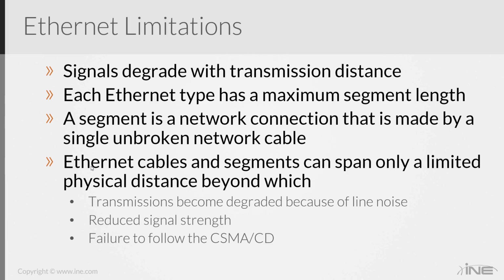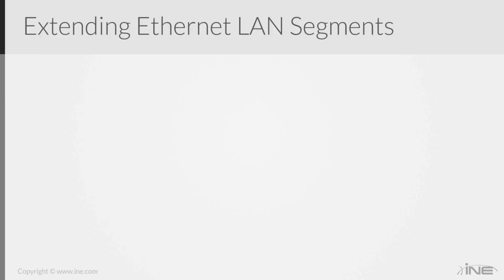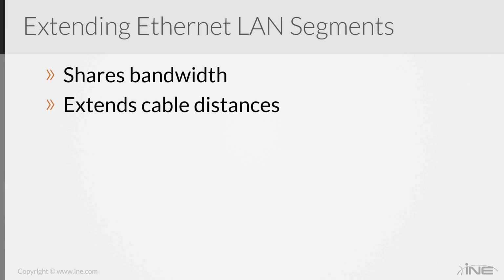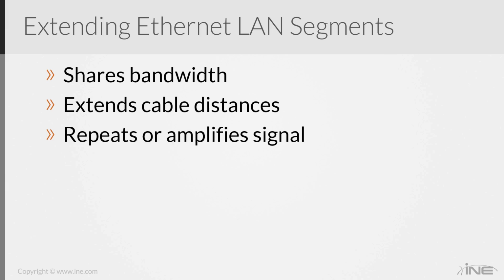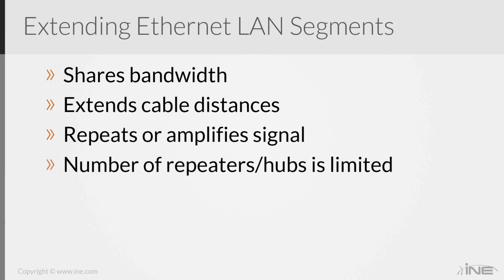So what do you do if you have a connection that's, say, 150 meters or something like that, or a couple football fields? Well, you need to extend the Ethernet LAN segments. So how would you do that? Well, you could add another device, which will help you share the bandwidth and extend the cable distances. It can repeat or amplify the signal, and the number of repeaters and hubs is limited.